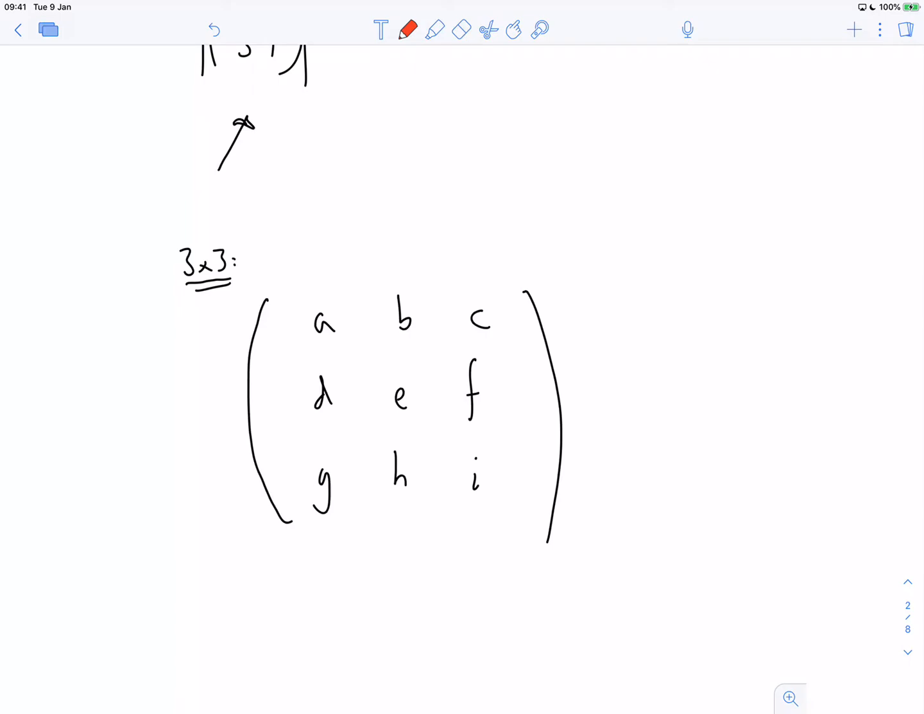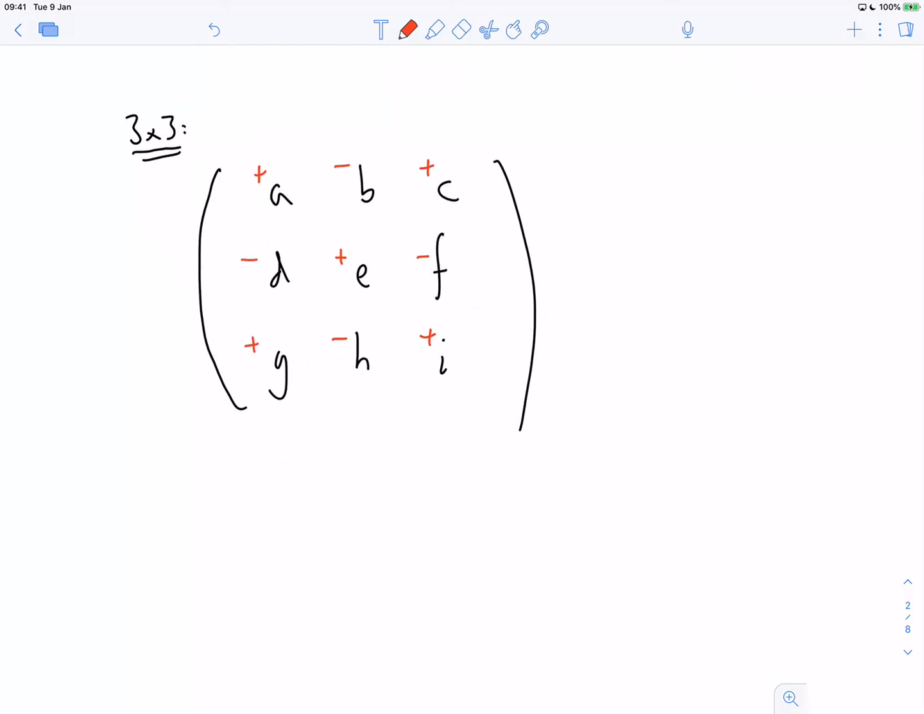Because once you do, you can spot how to find determinants really easily. The first thing you've got to do is imagine there's a checkerboard of alternating signs. So imagine this checkerboard goes plus, minus, plus, minus, plus, minus, plus, minus, plus. Like so. And now you can take any row, any column, doesn't matter. So say, for example, I take this row here.